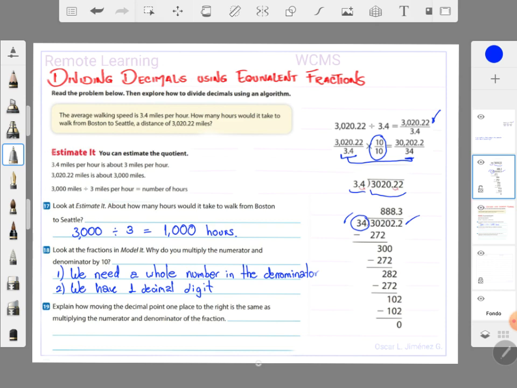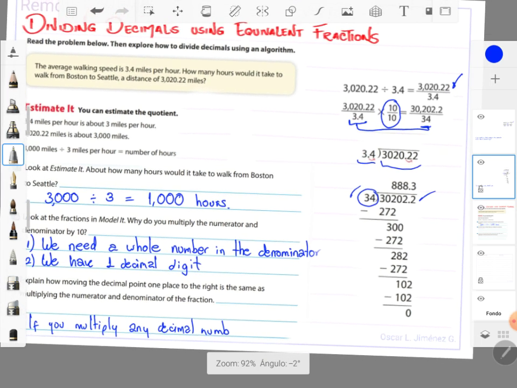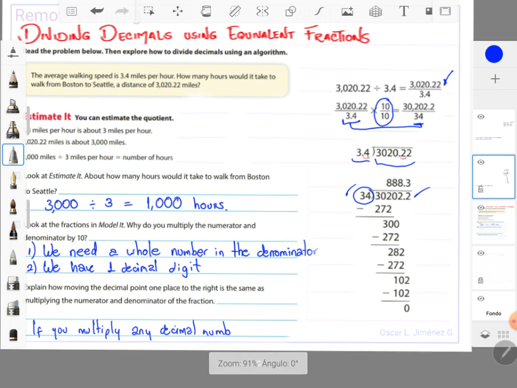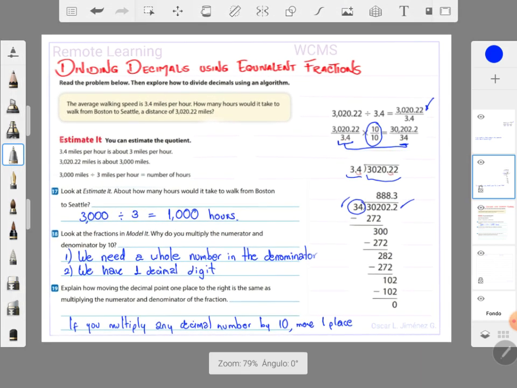Again, because if you multiply any decimal number by 10, you must move the decimal point one place to the right. Okay, so that is the main reason for this.